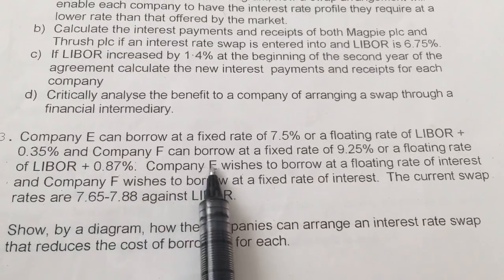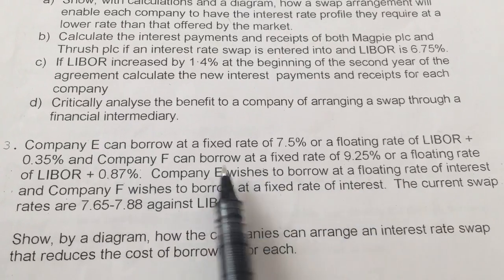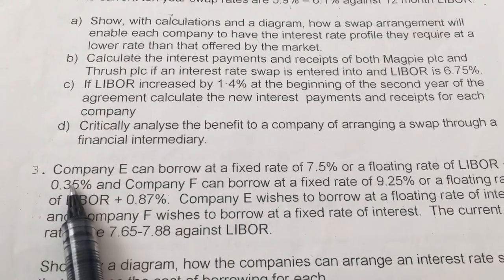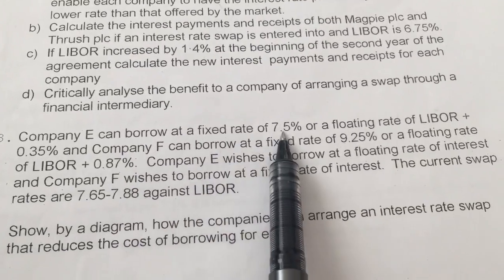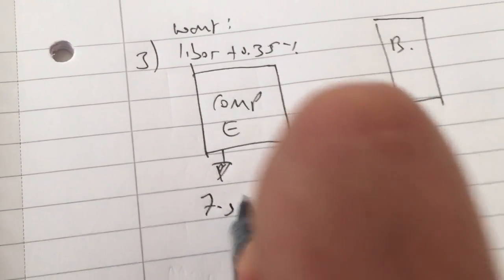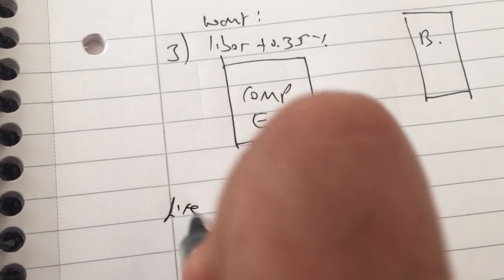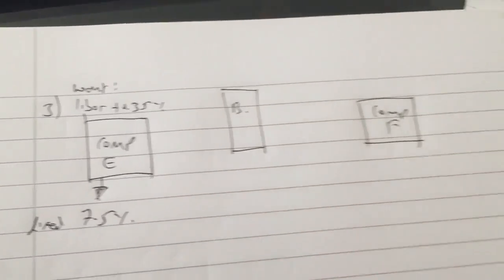Okay? And then company E, what does company E want? Company E wishes to borrow at floating, so company E wants LIBOR plus 0.35%. And what are we giving them? We're making them borrow fixed, because fixed is cheaper for them. We're making them borrow fixed 7.5%.